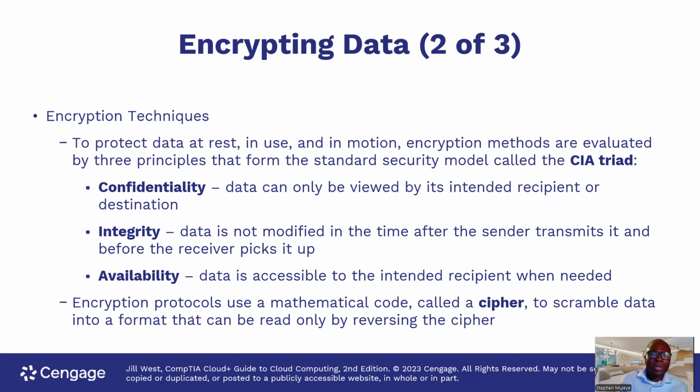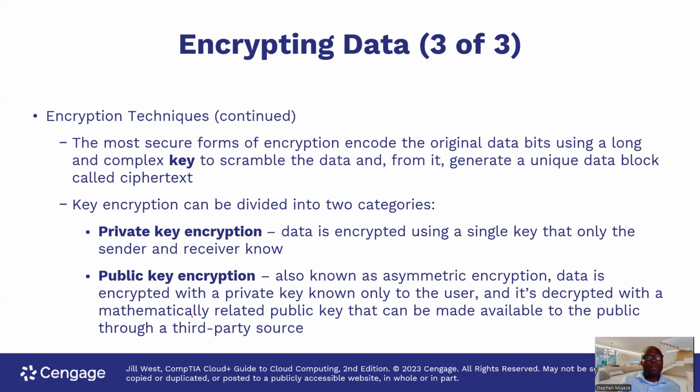Encryption protocols use a mathematical code called a cipher to scramble that data into a format that can only be read by reversing that cipher. So there are different encryption types. There are two main encryption categories: private key encryption and public key encryption. I'll talk about the first one here. With private key encryption, data is encrypted using a single key that only the sender knows. So we did talk about storage of the keys.